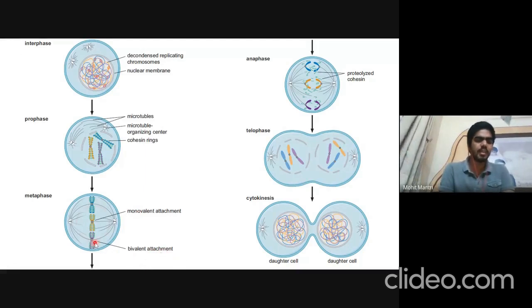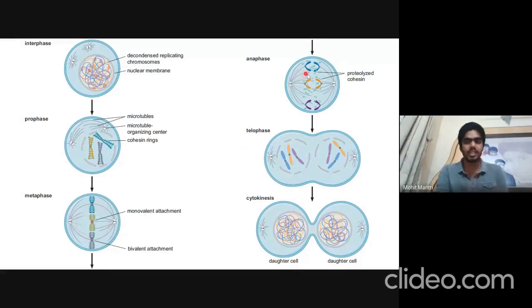Bivalent attachment means that the spindle fibers generating from both the poles are attached to the kinetochores of the same chromosome. And this is always the case in mitosis. Mitosis will not proceed further if bivalent attachment does not take place. Monovalent attachment is not seen in mitosis. This is just to show what a monovalent attachment is. In monovalent attachment, the spindle fiber is attached to the kinetochore of a chromosome, and this spindle fiber originates only from a single centriole at a single pole.